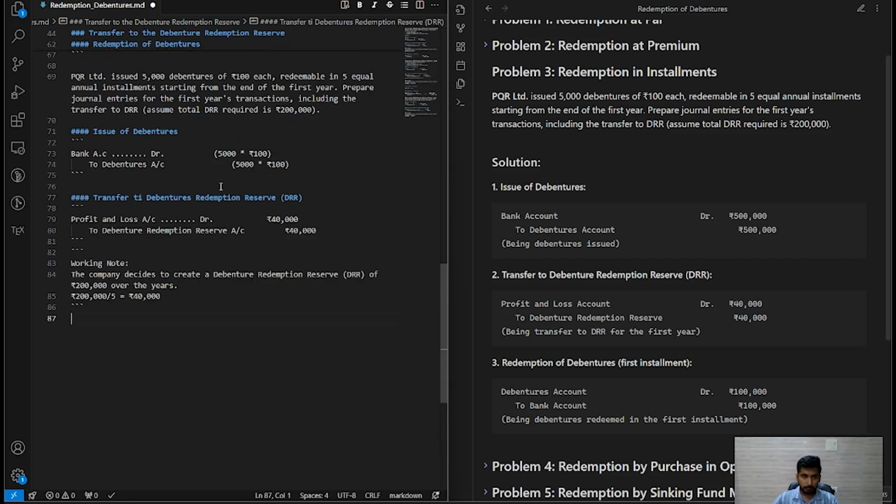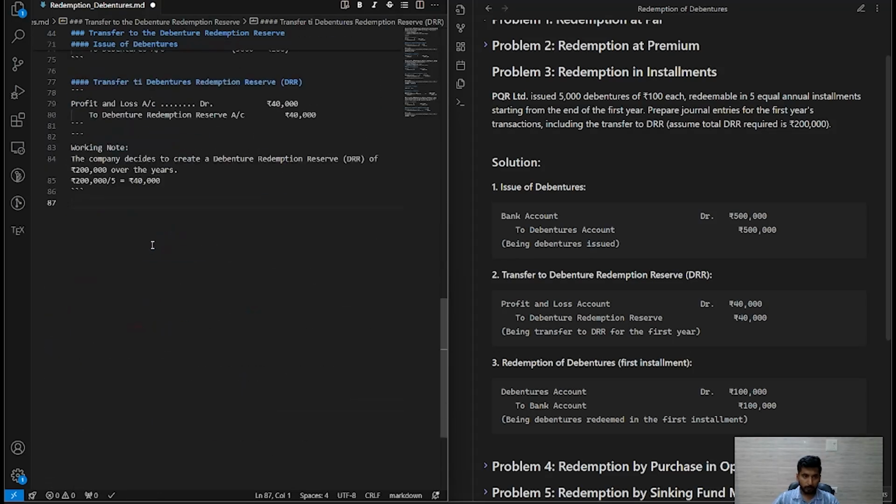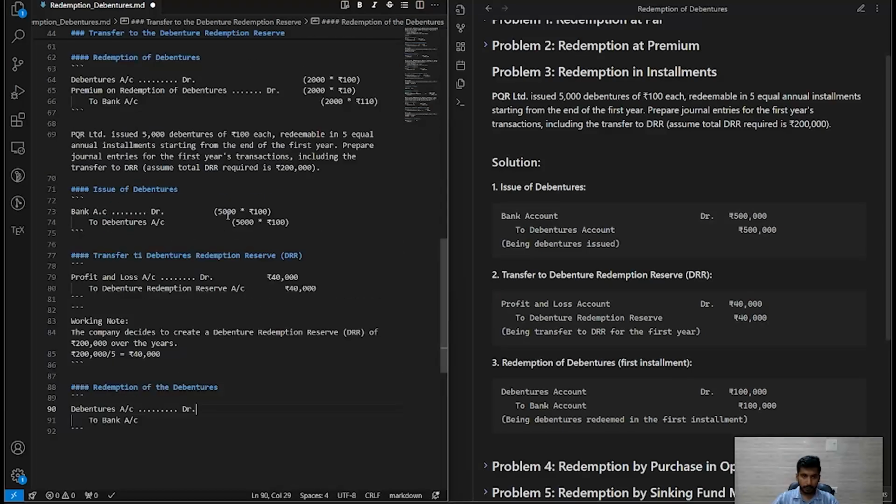After that, what we will do? We will redeem the debentures. Redemption of the debentures: that is the debentures account debit to bank. The amount will be rupees 1 lakh. Now, why is this rupees 1 lakh?